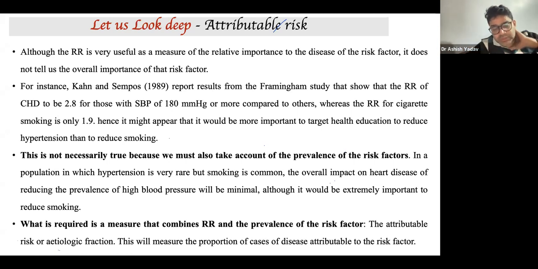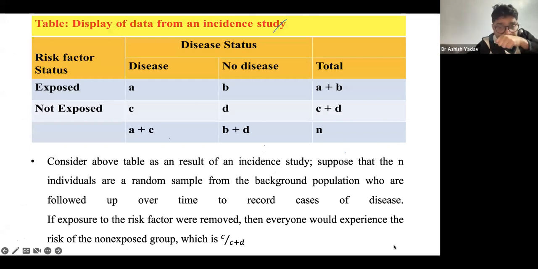So what is required is a measure combining RR and the prevalence of the risk factor. The attributable risk, or etiological fraction, does this job. It measures the proportion of cases of disease attributable to the risk factor. In a particular study design, you might get a higher RR for one risk factor, and a lower RR for a second factor, but you might get a higher attributable risk for the second factor because of the higher proportion of that disease.